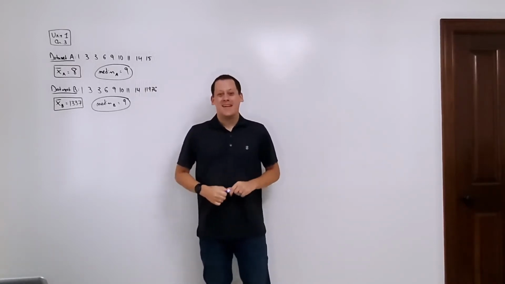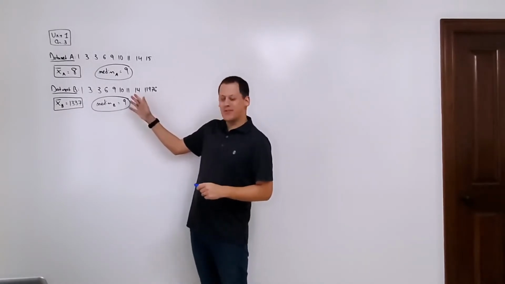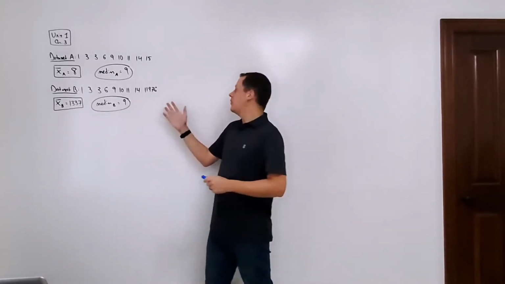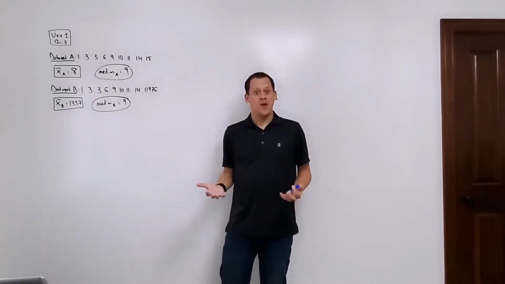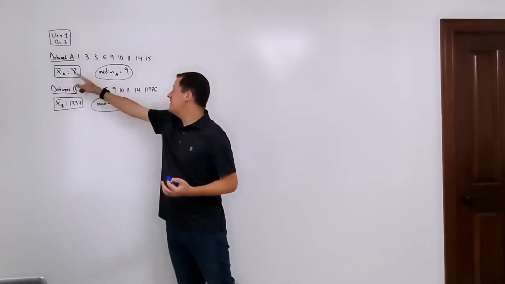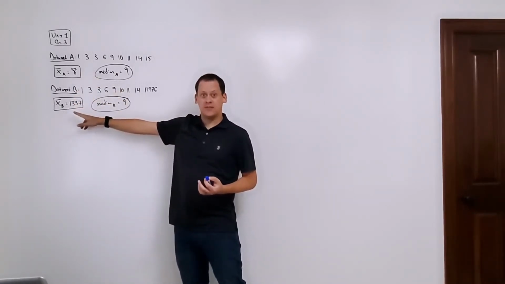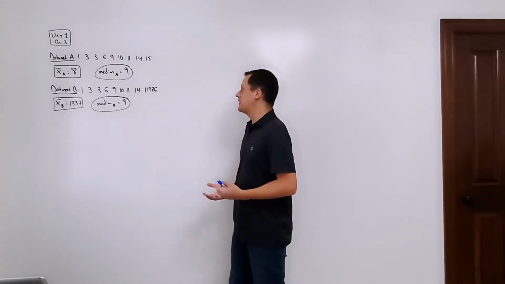Welcome back. We left our last video on a cliffhanger. We took these two data sets, A and B. We calculated the mean and median for both data sets. And what we noticed was the medians are exactly the same, but the means are vastly different. So let's analyze this a little further, find out what's going on here.